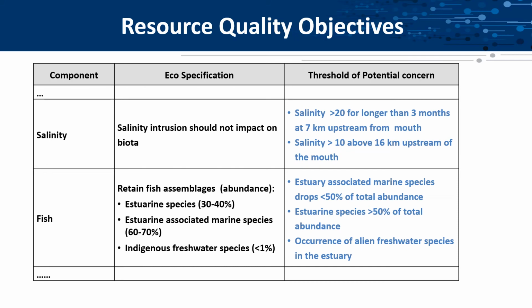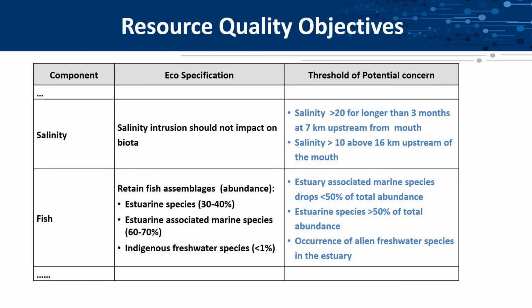And so our ecospec is basically that we want the salinities to support the biotic assemblage in the system. So when will we worry? If the salinity is higher than 20 parts per thousand for longer than 3 months, 7 kilometers upstream from the mouth, or if the salinity is above 10 at about 16 kilometers upstream of the mouth.